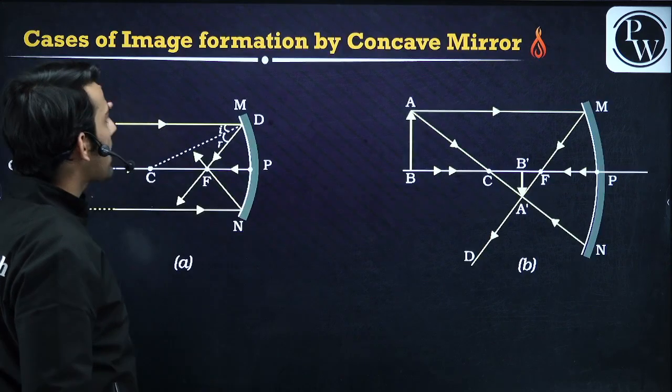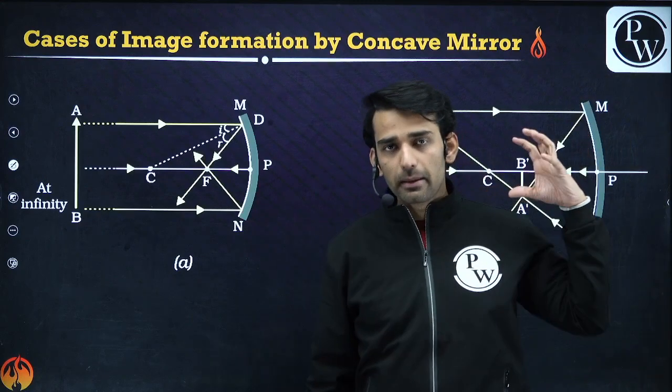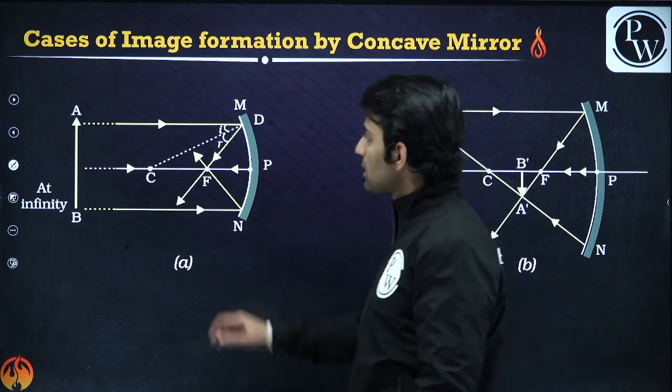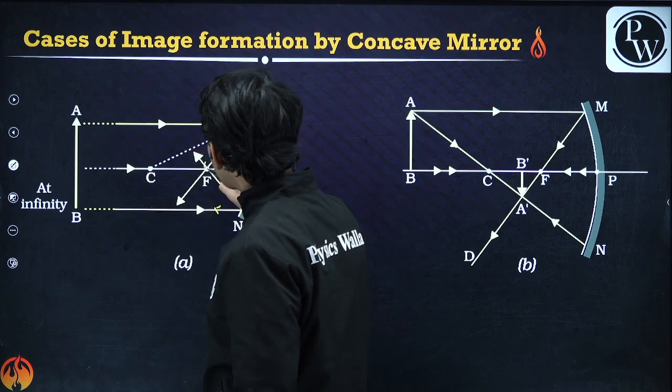Now, considering the ray diagram, guys, in the ray diagram, we have to start the object from infinity and just bring it closer to the mirror. So since the first object is at infinity, you can see we have taken two parallel rays and the image is formed at the focus.